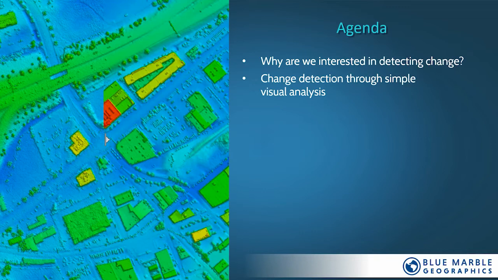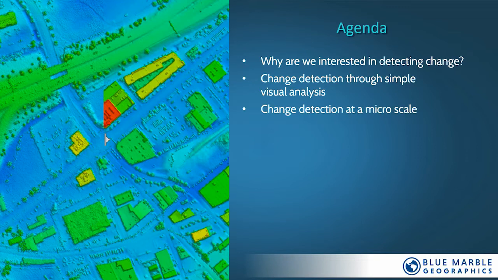We'll look at a few different ways we can address the idea of detecting change, and the most simple of those is just visual. As we go through a couple of scenarios, we'll take a look at how we can simply visualize our data or change the display characteristics, alter how our display looks to make that change a little bit more apparent. So sometimes simple visual analysis will give you the information you need.